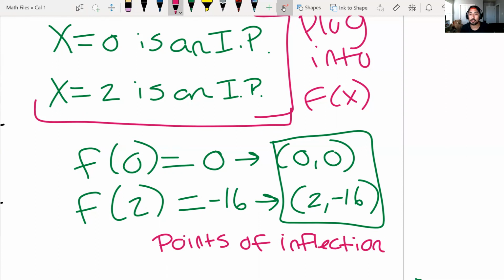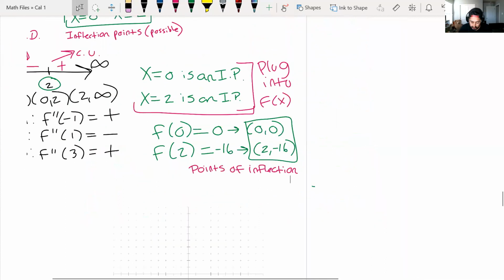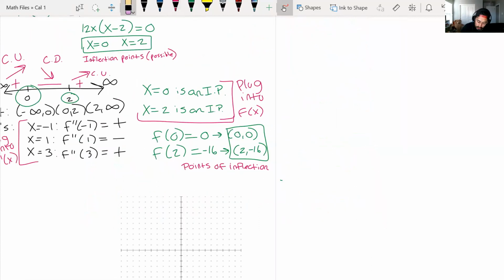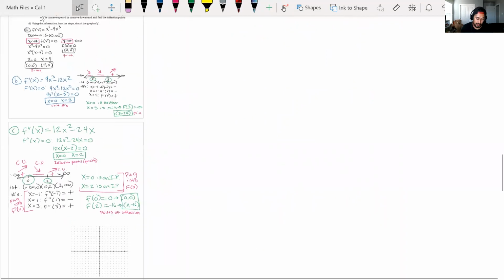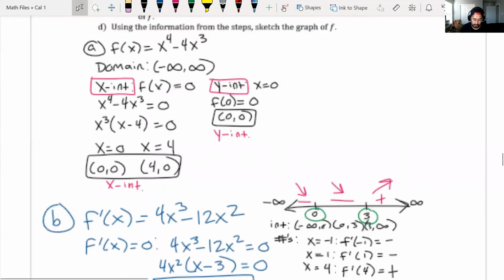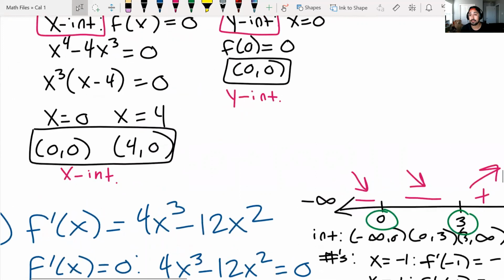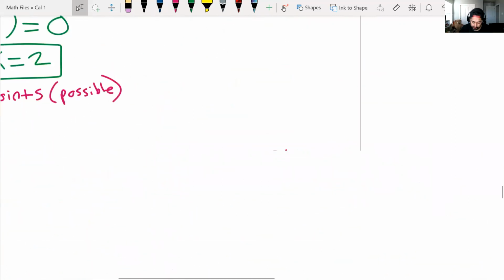And now we're ready to graph. Starting with step 1. Step 1 says, plot your x-intercepts. My x-intercepts are at 0, 0, and 4, 0. And my y-intercept is also at 0, 0. So all we have to plot are 2 points, 0, 0 and 4, 0. Let's go.